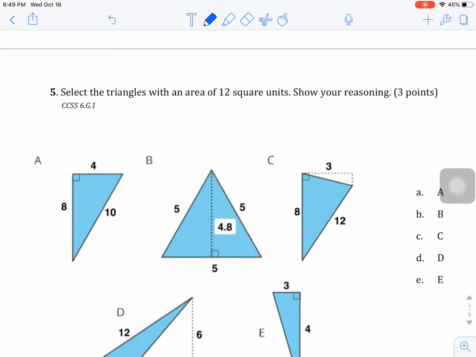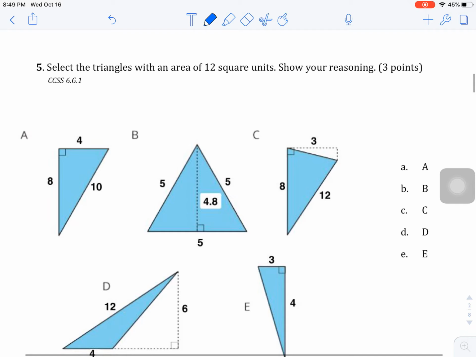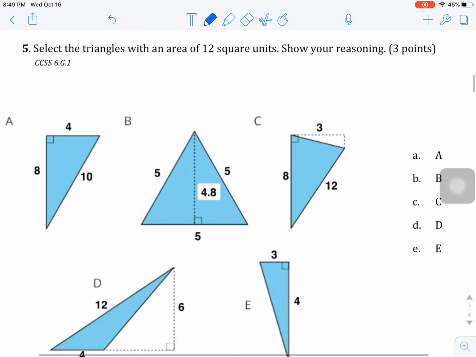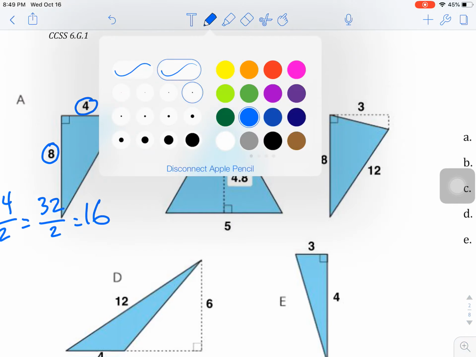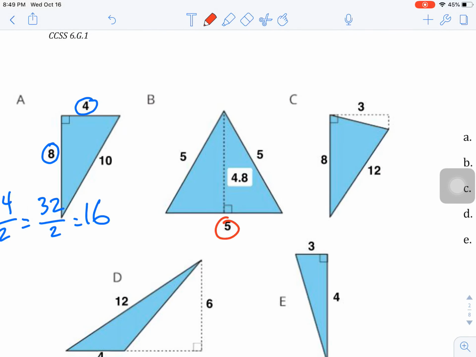So number 5 is select all the triangles with an area of 12. So we're supposed to show your reasoning. So in each one, you want to probably find the base and height. So on letter A, we're using 4 and 8. So we would do 8 times 4 divided by 2. That's 32 divided by 2, which is 16. So A doesn't work.